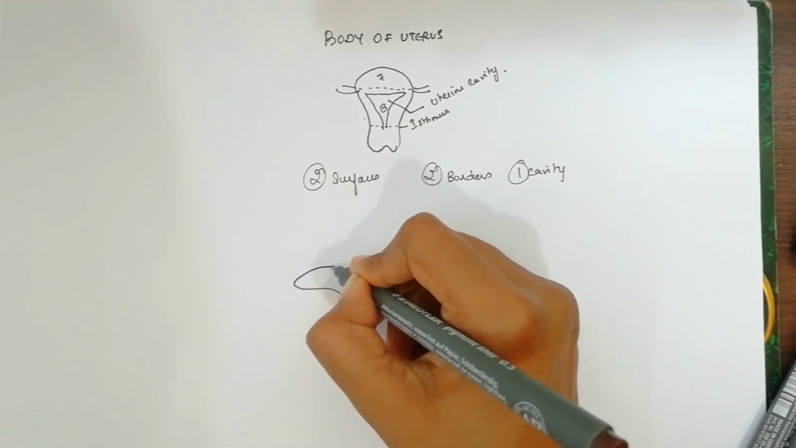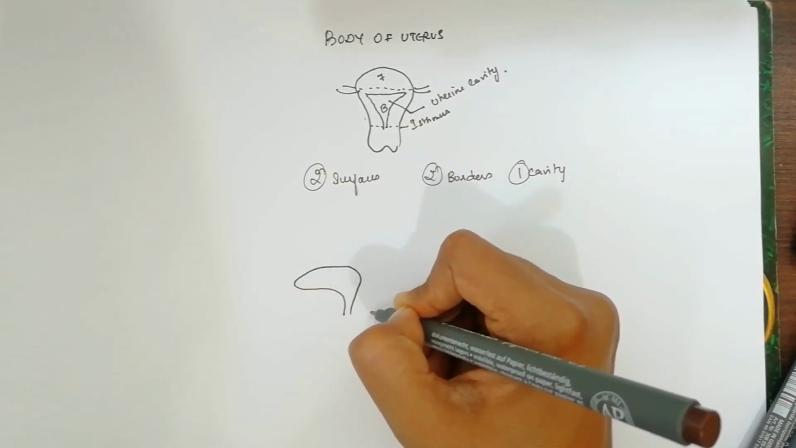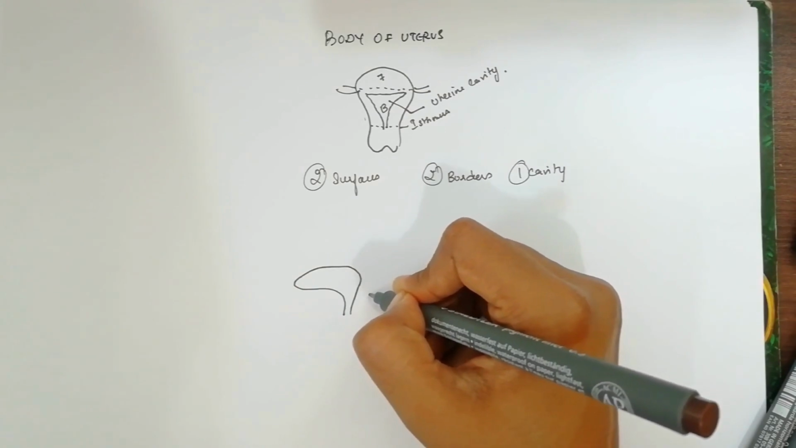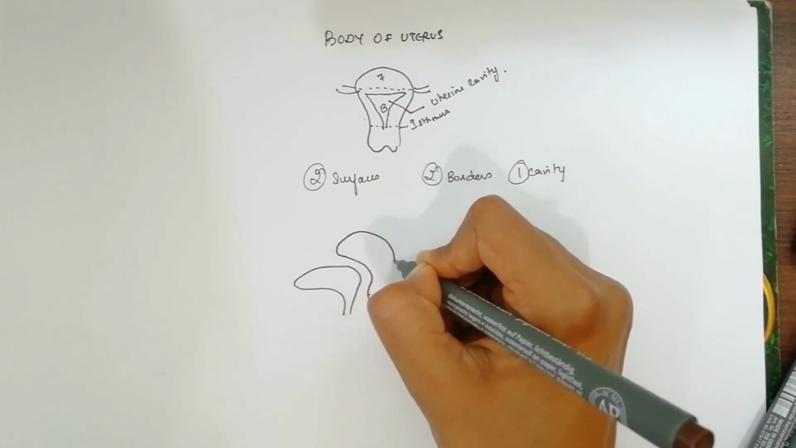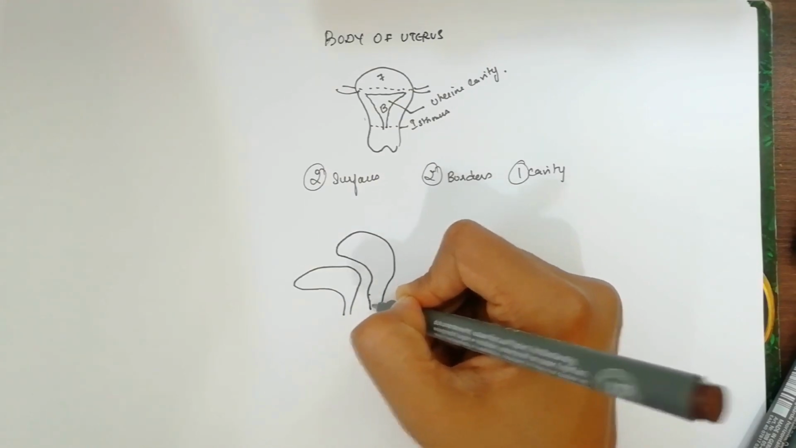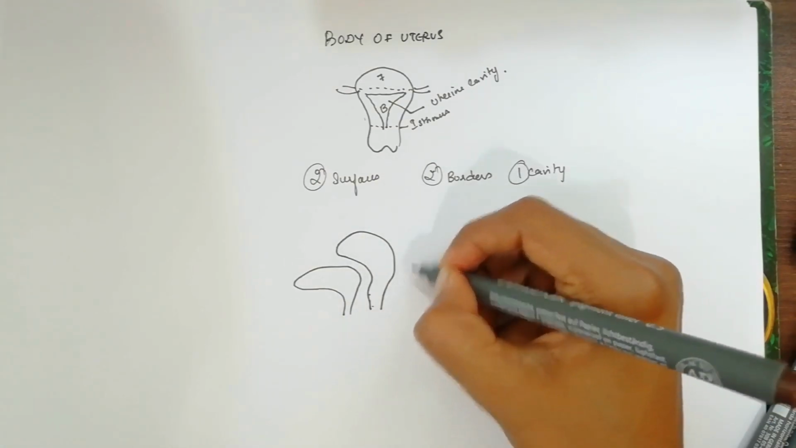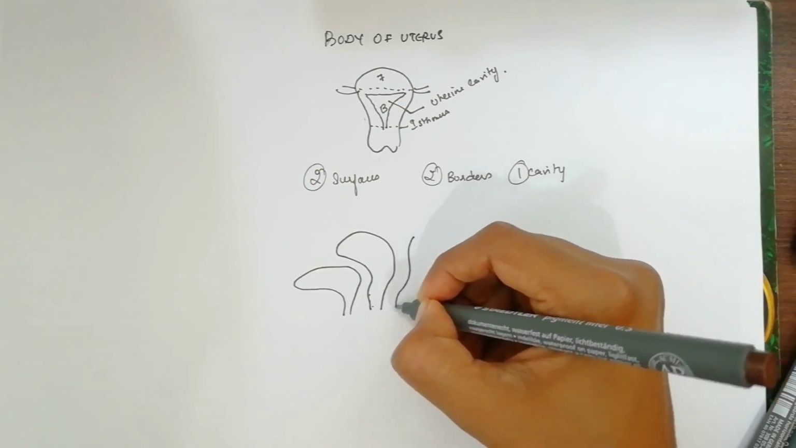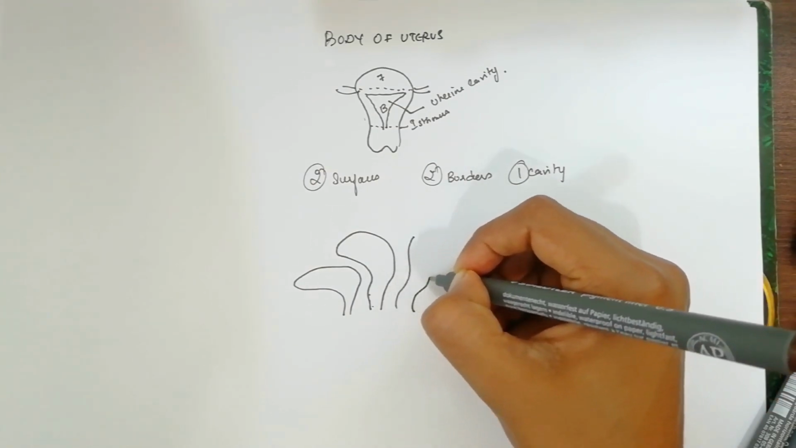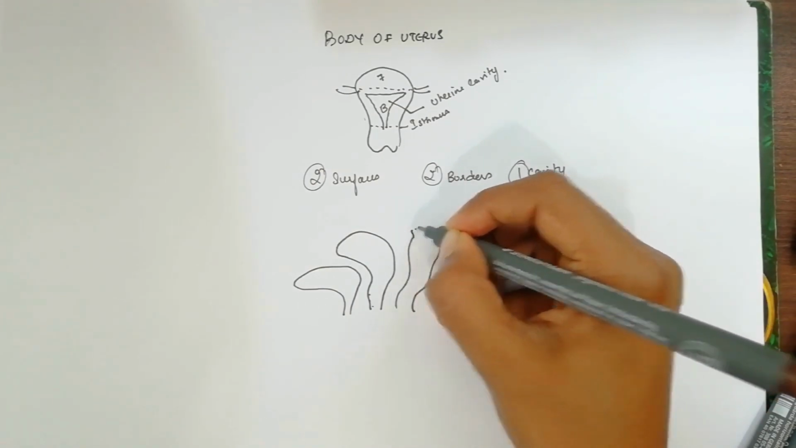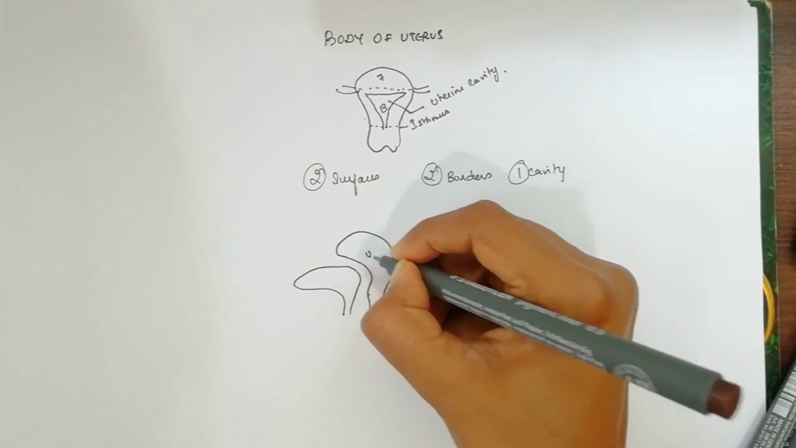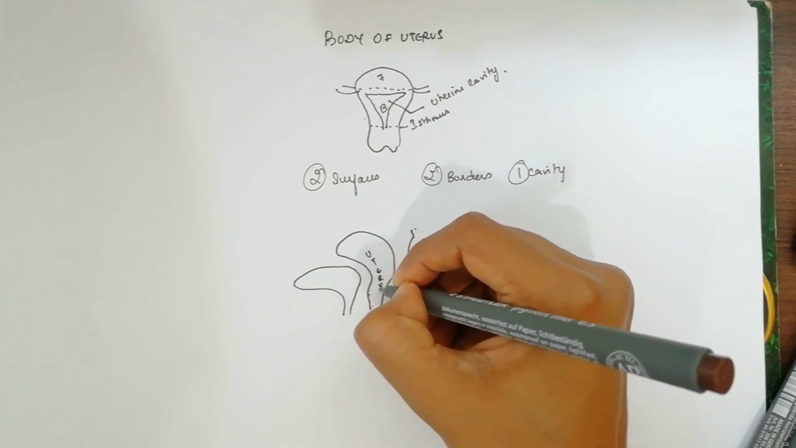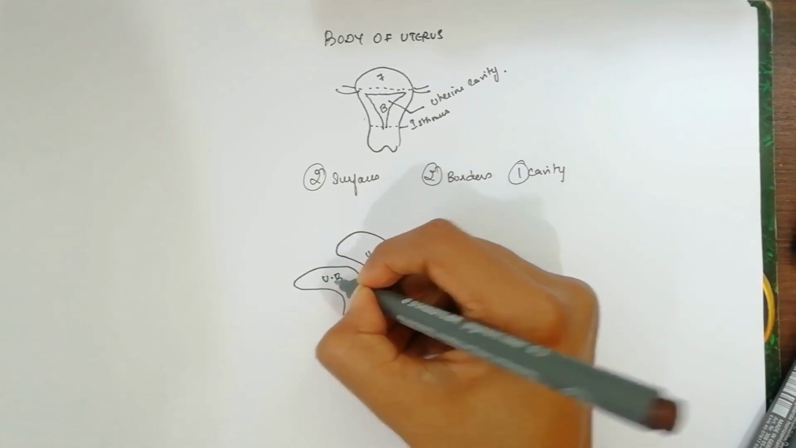So we have the urinary bladder, and this is our uterus, and here we have the rectum and anal canal. Sorry, the sigmoid colon with rectum. So this is the uterus and this is the urinary bladder.